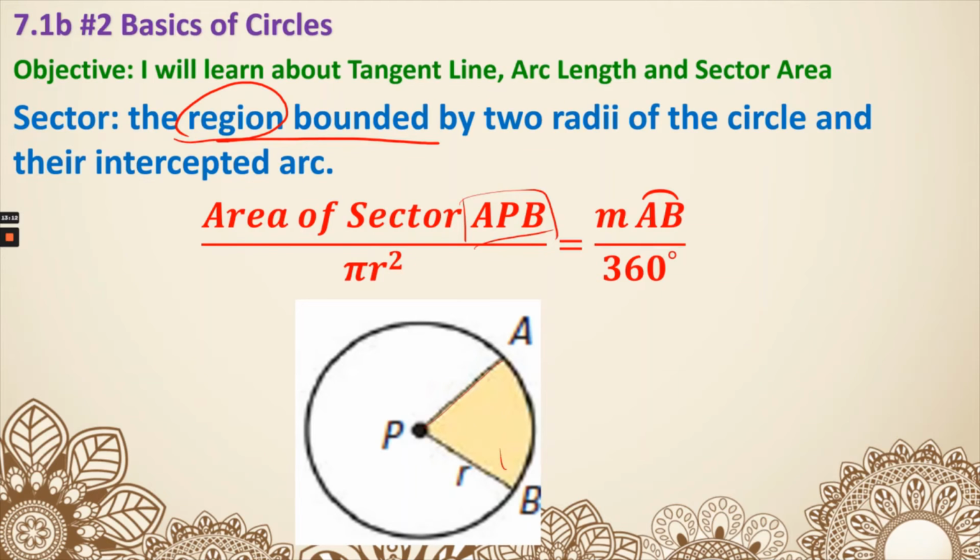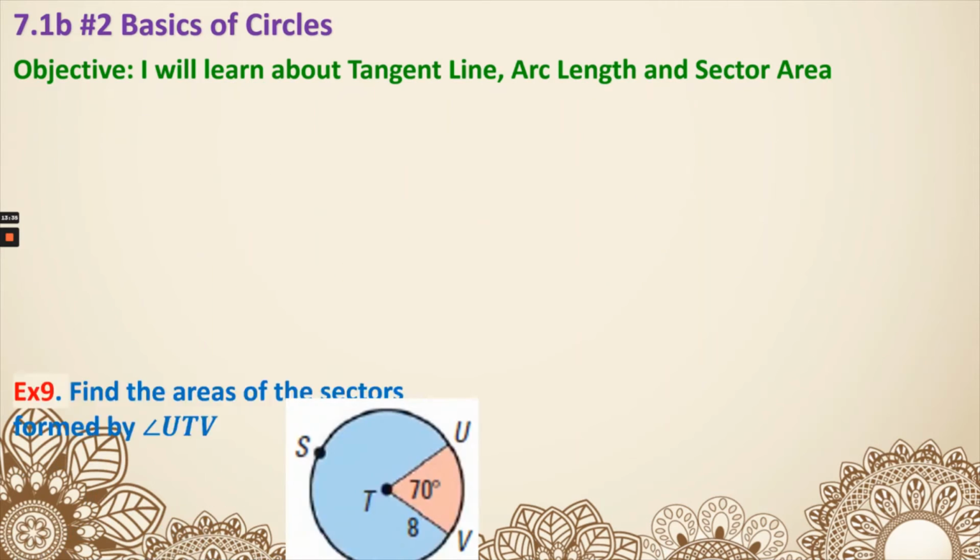So this section, and if you recall, pi r squared is the area of the full circle. In this case, the right side is the same idea. This is the little angle we're dealing with, compared to 360. Now let's have a look at some examples.